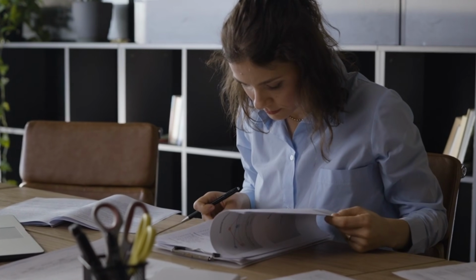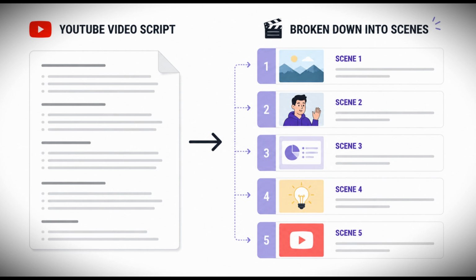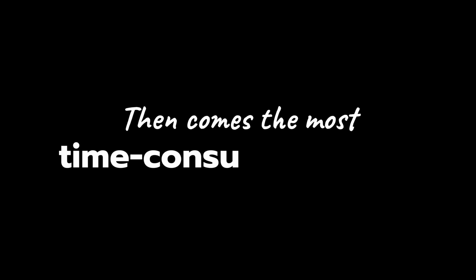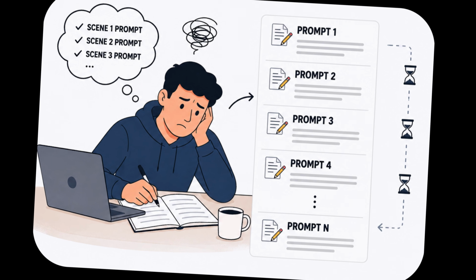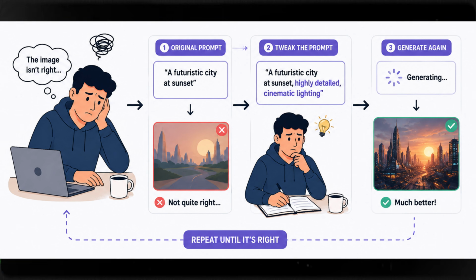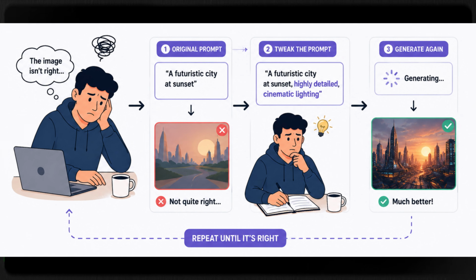Normally, creating a stickman video looks something like this. You research the topic, write the script, break it into scenes, then comes the most time-consuming part, writing prompt after prompt after prompt just to generate the visuals. And if one image doesn't look right, you tweak the prompt, generate it again, repeat the process, and before you even open your editing software, you've already spent hours. I'm pretty sure most of us have been there.